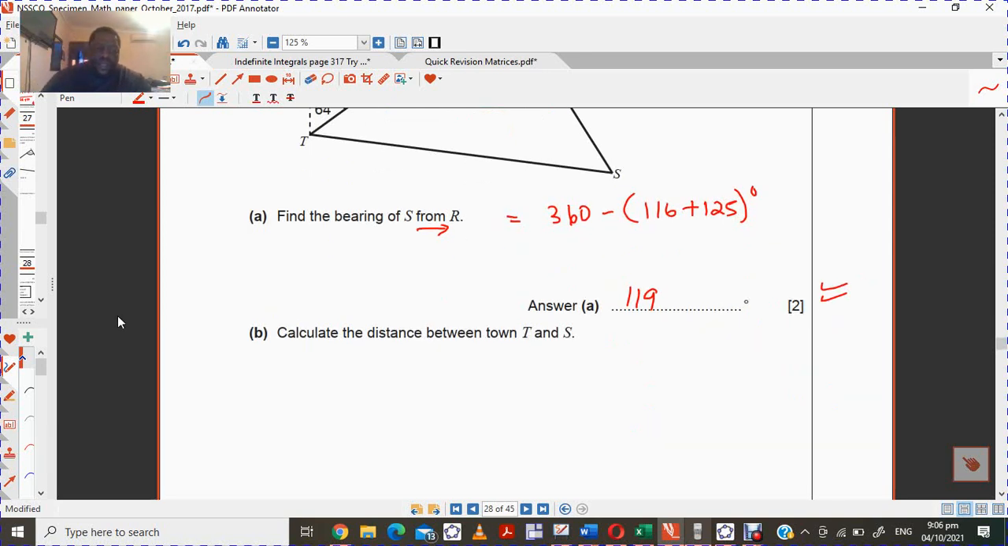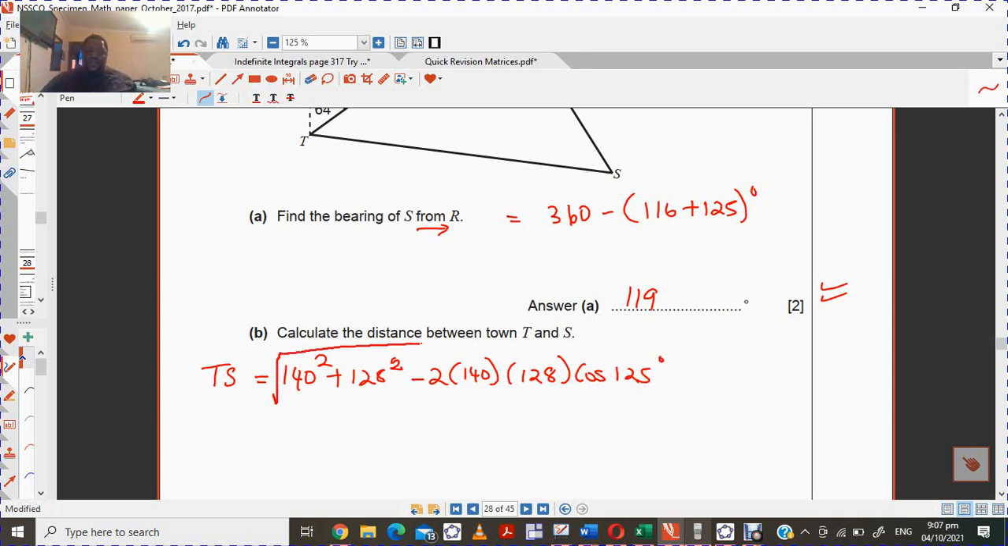Well, it says that TS, now I'm going to go directly, is equal to 140 squared plus 128 squared minus 2 times 140 times 128 times the cosine of 125. Now remember, the cosine of 125 is going to be a negative number. All of these you put under the square root. Okay, right. So this is going to give me the value of TS.